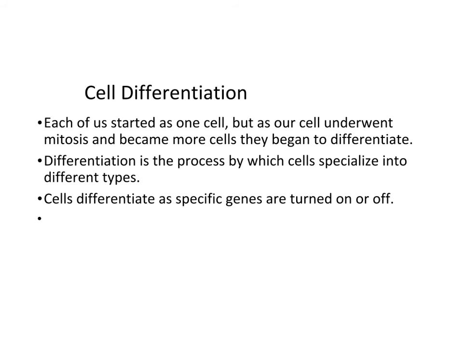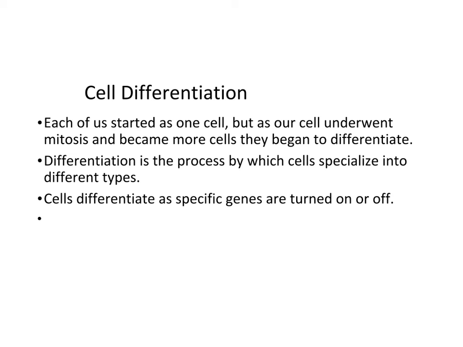The last thing I want to talk about is something called cell differentiation. So each of us started as just one cell, but as our cells underwent mitosis and became more cells, they start to differentiate. And so differentiation is just the process by which cells specialize into different types.